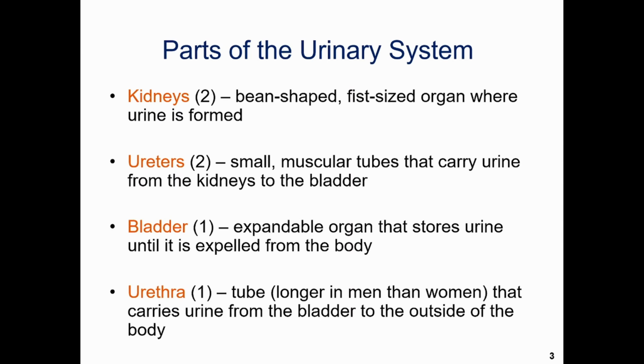The ureters are going to connect the kidneys to the bladder. So they're these small little tubes. They're going to carry urine from the kidneys down to the bladder. You have 1 ureter per kidney.